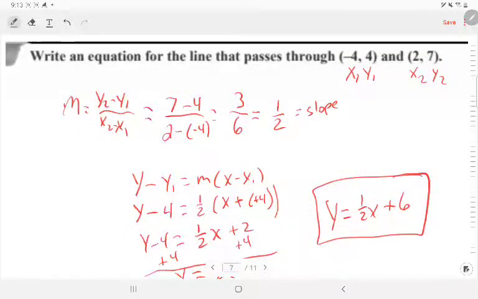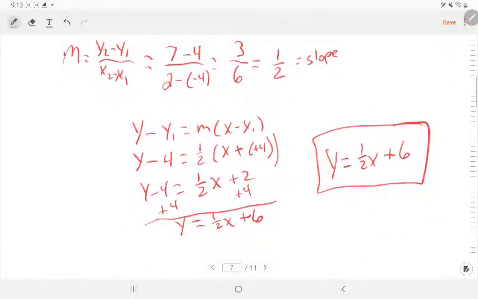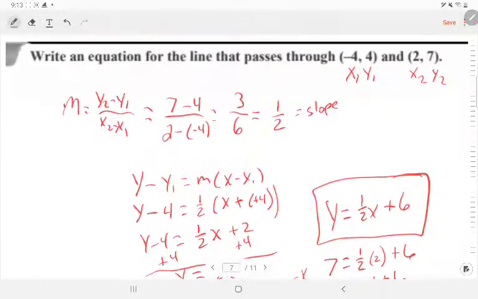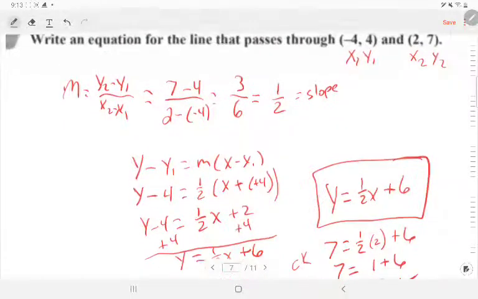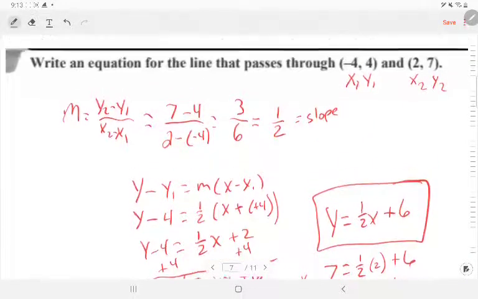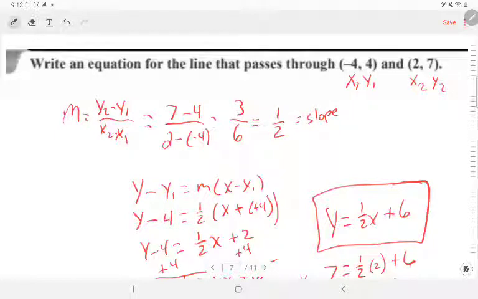And if you wanted to check, I could always plug in, let's say the other point, 2, 7, and it should work. Well, 7 is the y, 2 is the x. When I plug it in, I get 7 equals 7, so I know that is a correct equation. Okay, so just one way to kind of check it out and make sure you're correct.